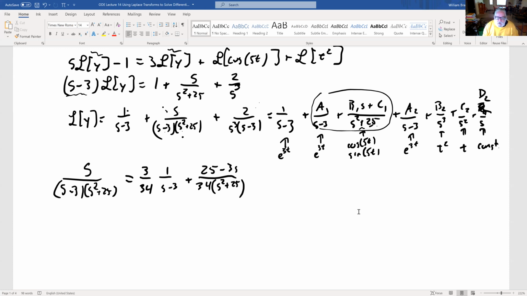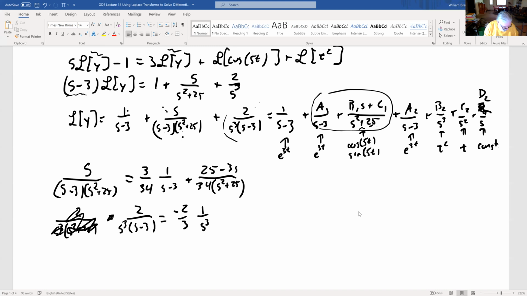And then what is 2 over s cubed s squared plus 25? No, that's not right. Sorry. 2 over s cubed s minus 3, right? That's this term. And that is going to be minus 2 over 3, 1 over s cubed, minus 2 over 9, 1 over s squared, minus 2 over 27, 1 over s.